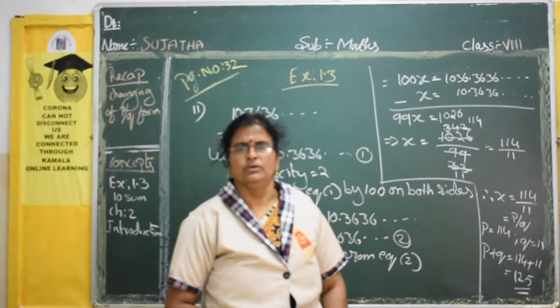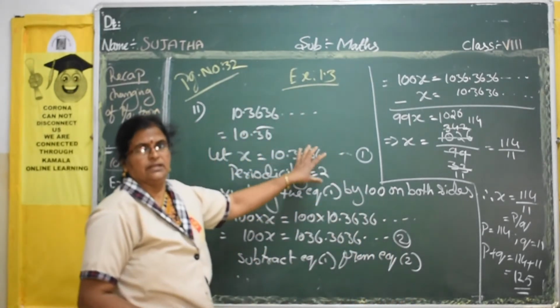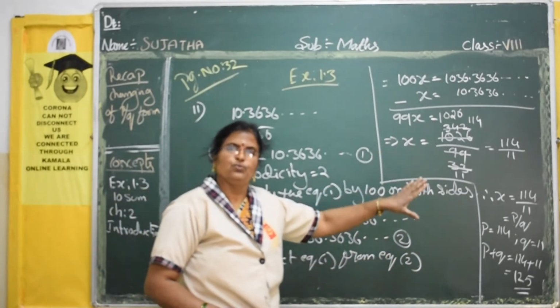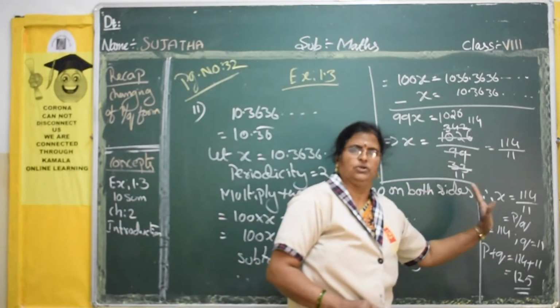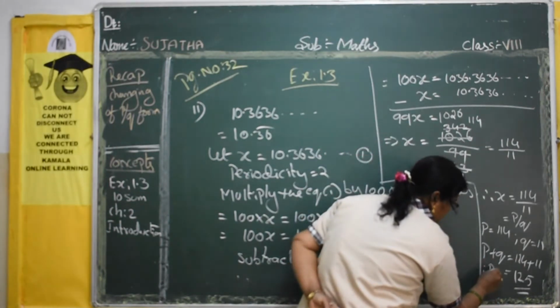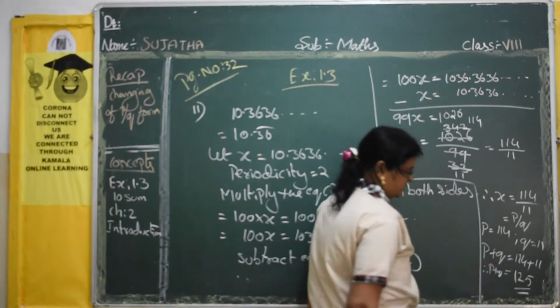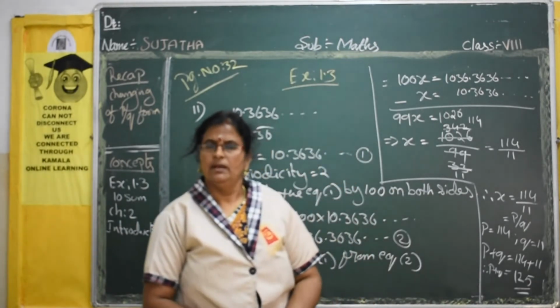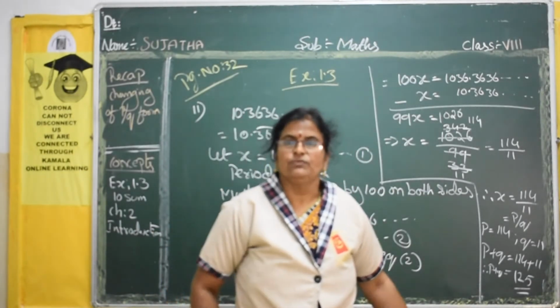125. Understood? So first, what is given, you have to change into a P by Q form. After that, what is asked, you have to write. Therefore P plus Q is equal to 125.